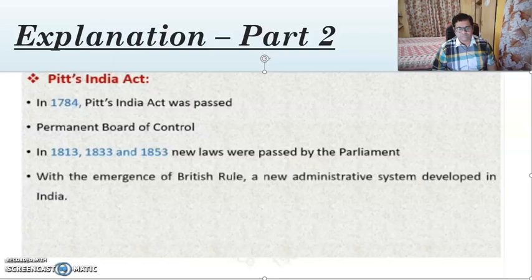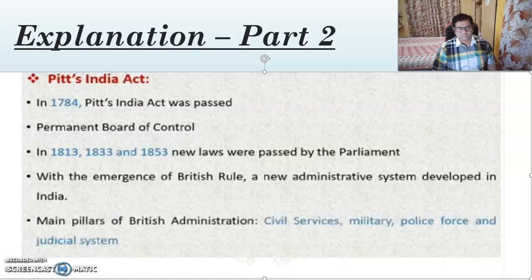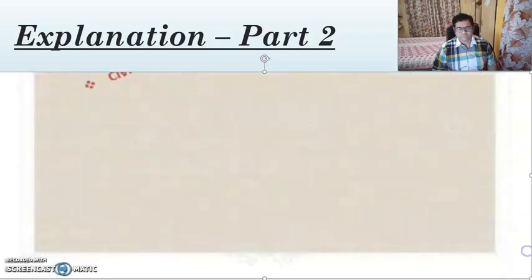With the emergence of British rule, or we can say with the establishment of British rule, a new administrative system developed in India. Civil services, military, police force and judicial systems became the main pillars of British administration in India, and we will study about them in detail. Let's begin with civil services.